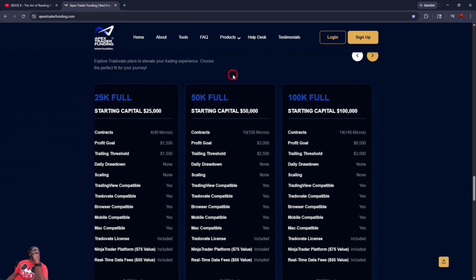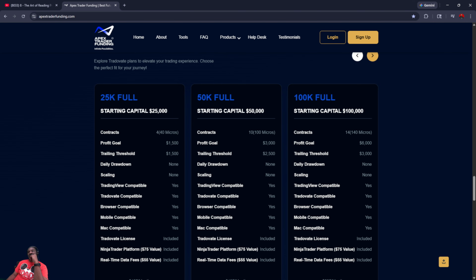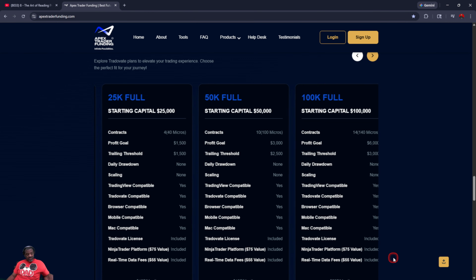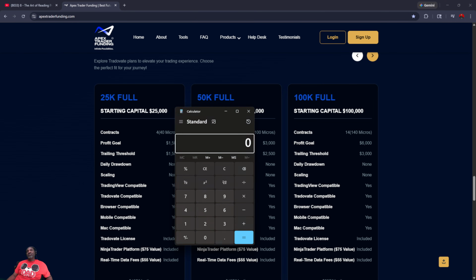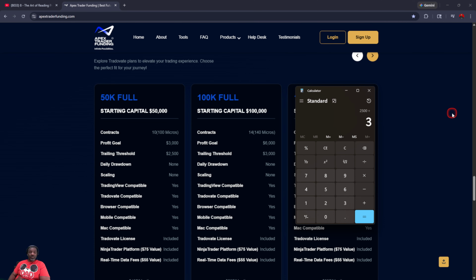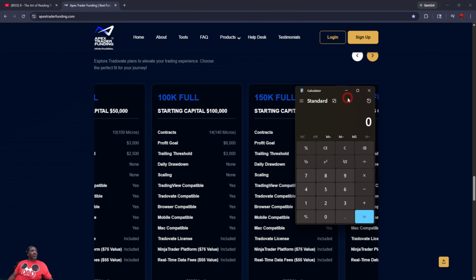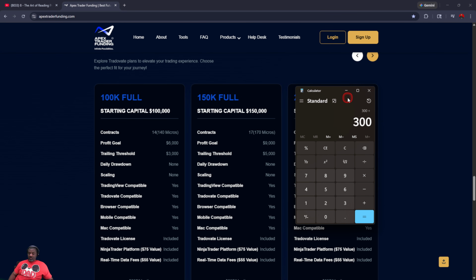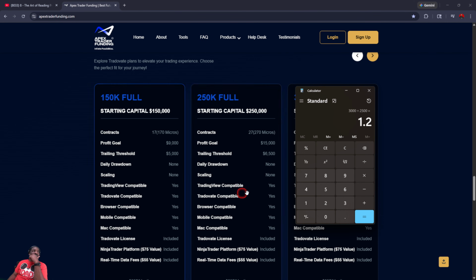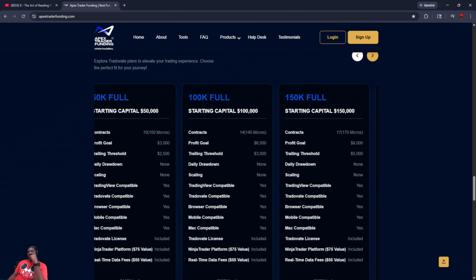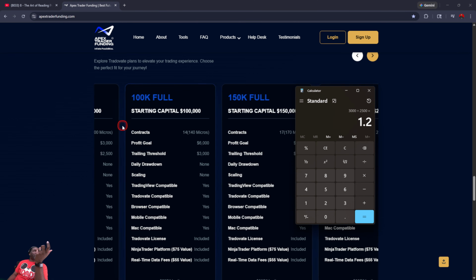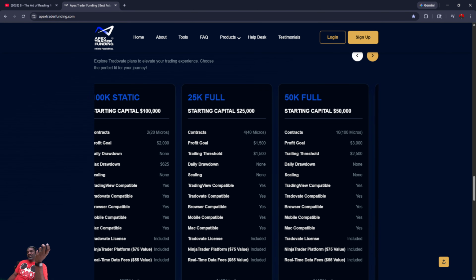1.2. So the 50K is a 1.2 to 1, right? So 50K is a little bit easier to pass. The 25K is the easiest to pass.